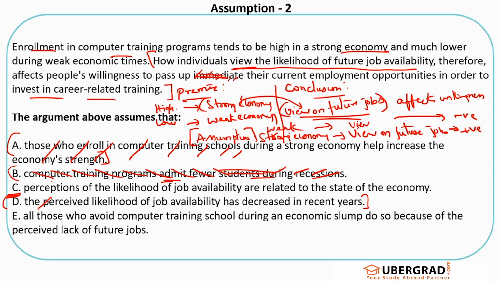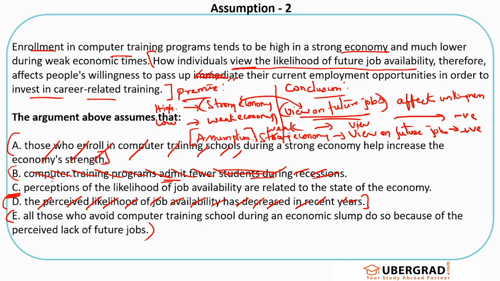The perceived likelihood of job availability has decreased in the recent years. How would that let me reach the conclusion that people will show willingness or not towards the training? Again, not helping me to come to the conclusion. See, it should add value to get to the conclusion.